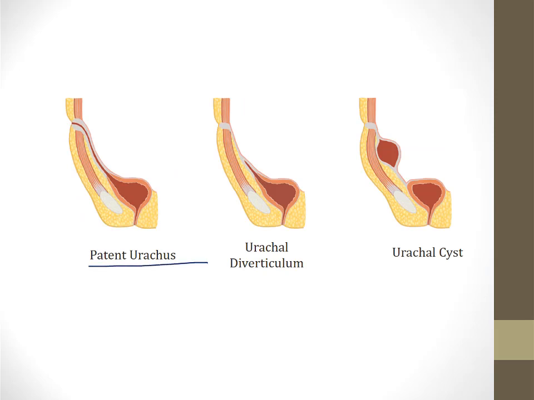Here are some drawings of urachal anomalies. This is a patent urachus. The bladder here is still connected to the belly button, and this baby will have urinary drainage from the umbilicus after birth. This is a diverticulum. It's an outgrowth of the bladder from the urachus being left behind. This can potentially become infected. And this is a urachal cyst where there's a little pocket or cavity where the urachus was in utero.